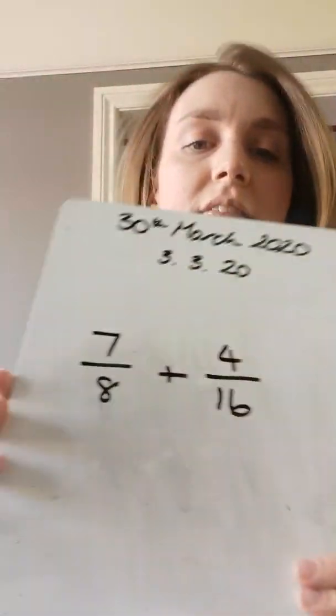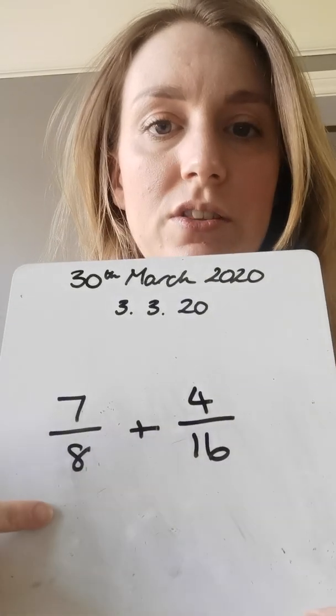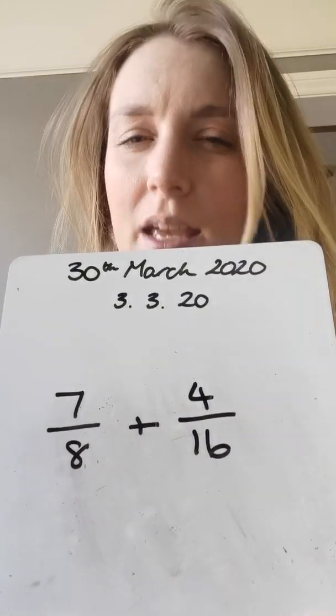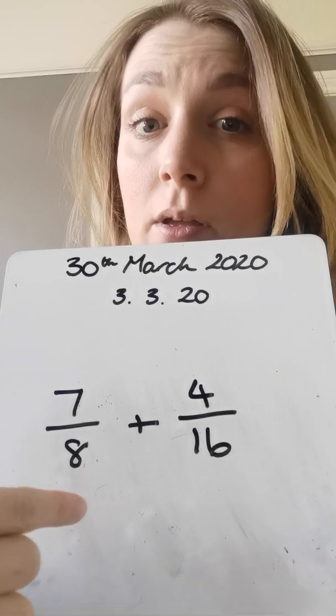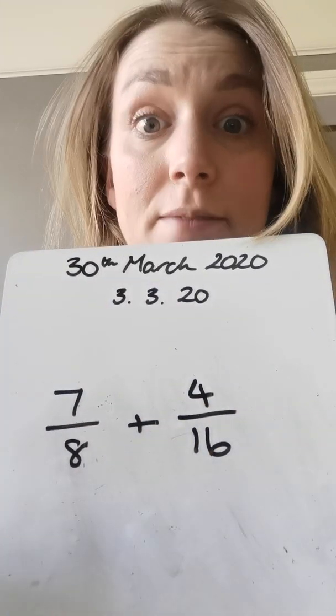Sometimes our denominators in our problems are not the same, which is where we then need to work using what we call a common denominator to help us. And we've worked on this together, and I know you're going to be great at this. So if I have, for example, 7 eighths, and I want to add it on to 4 sixteenths, you'll see there that my denominators are not the same.